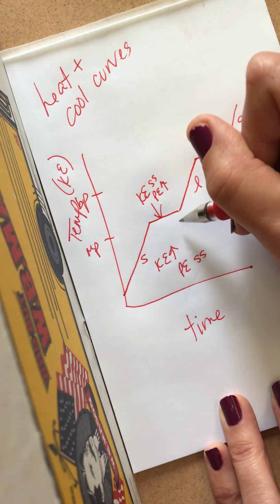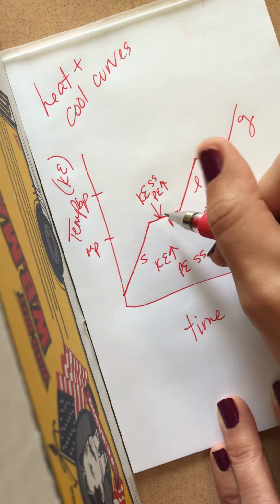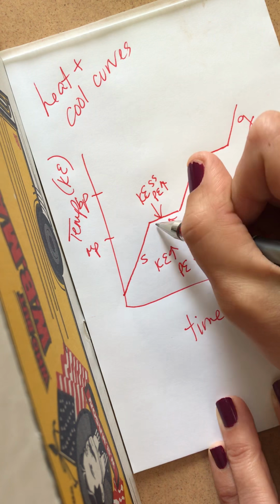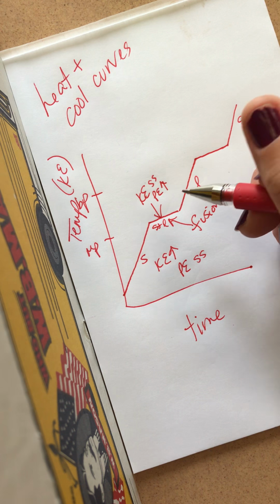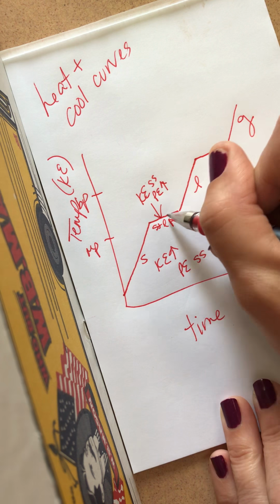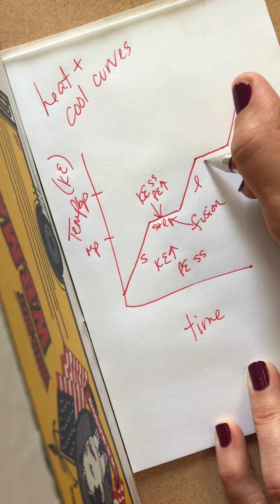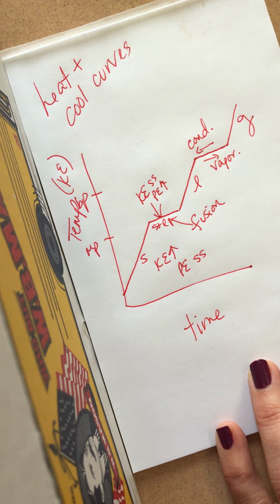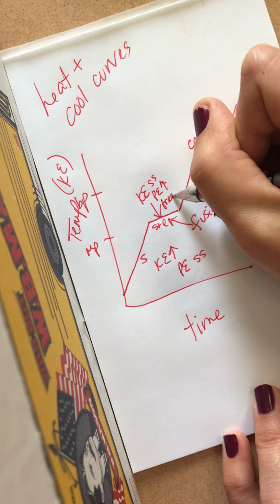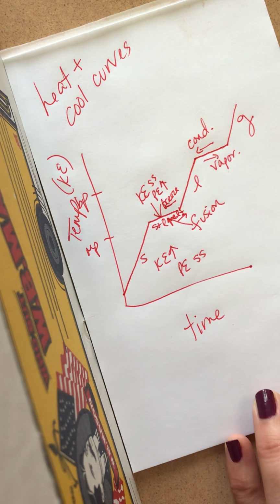All right, this point right here on the curve, we call this fusion. I have a solid and a liquid here because it's changing phases. If I am going this direction, I'm melting, and if I go this direction, I'm freezing. Then up here, if I go this direction, I'm vaporizing, and if I go this direction, I would be condensing. So this one was freezing going that way, and this one is melting going this way.